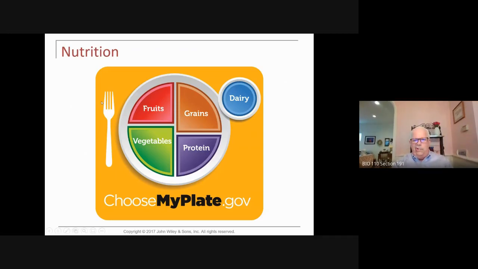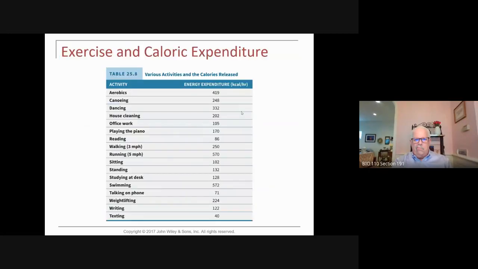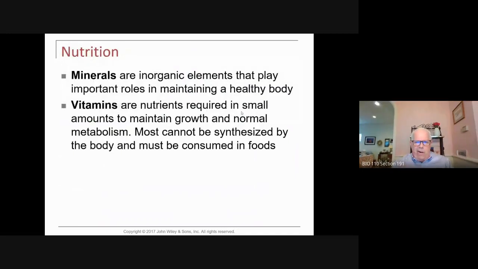You need fruits. You need vegetables. You need grains. You need protein. And you need dairy to have a balanced diet. Those are the 5 items that you need. And we're going to talk about these items when we talk about vitamins and minerals, because this is where you get vitamins and minerals from, these 5 essential items. Okay? Minerals.